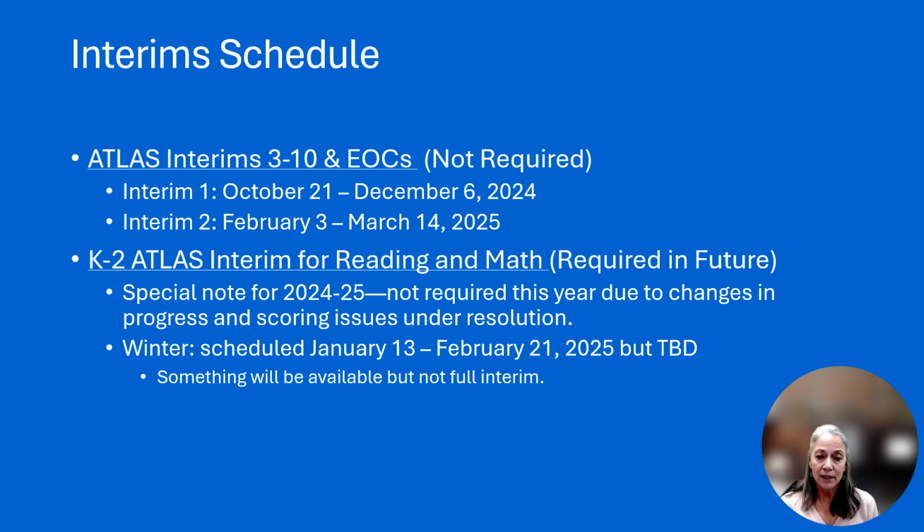So the ATLAS interims were only available for science last school year, the 23-24 school year, and they weren't required. And the interims are available this year for grades 3 through high school, but they're also not required. However, it's very advantageous if you're using them because it's going to build a history over time that's going to give you so much more information about your students than you would have on your own from year to year, because it's going to be in the system.